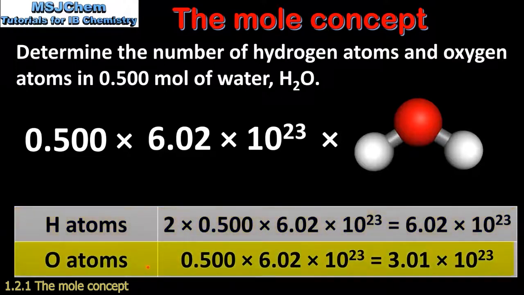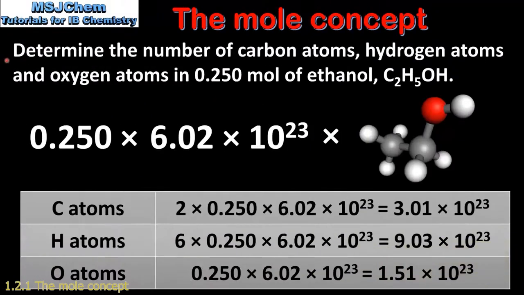For the number of oxygen atoms, we multiply 0.5 by the Avogadro constant, which gives us 3.01 times 10 to the 23 oxygen atoms. In the next example, we'll determine the number of carbon atoms, hydrogen atoms, and oxygen atoms in 0.25 moles of ethanol.